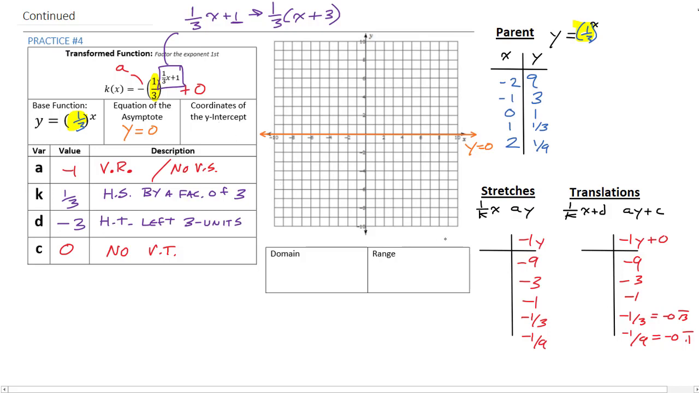All right, so let's take our x coordinates, and remember, we're going to flip that k and multiply by 3. So take all your x coordinates up there and multiply them by 3. That's going to give us -6, -3, 0, 3, and 6. And then you want to subtract 3 from them. So that gives me -9, -6, -3, 0, and 3.